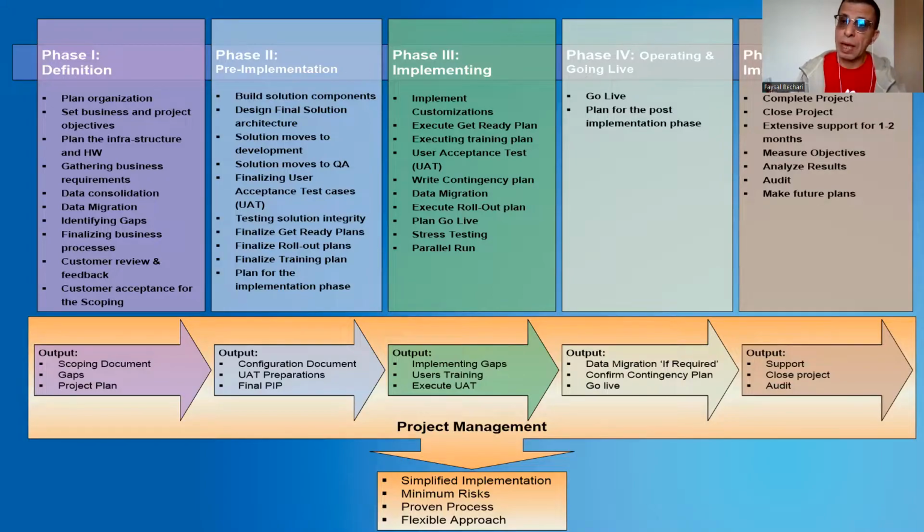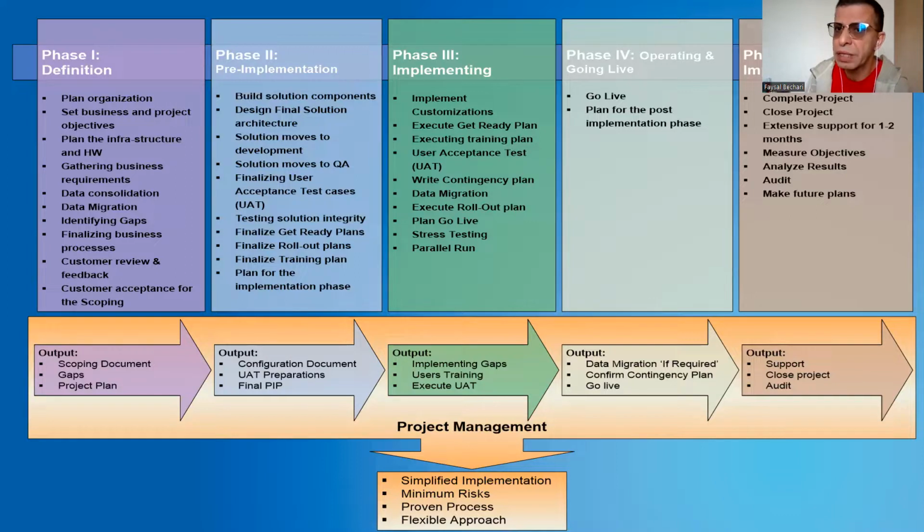And then you have what you call a pre-implementation, and I will not go into the details of that. It's configuration documents, you look at acceptance test cases or user acceptance test preparation, which is UAT, and then you look at the final piece, which is the plan for the implementation phase. Then you move on. Once you have collected these outputs, you move on to the implementation phase, which is about implementation gaps, user training, and executing UAT, which is the user acceptance test.